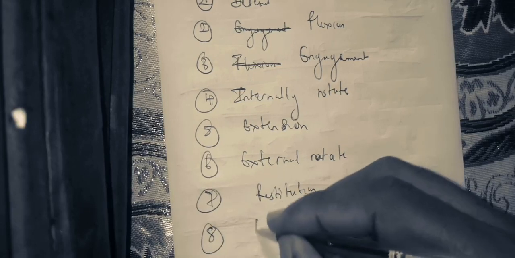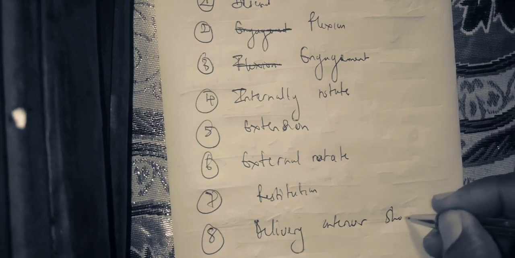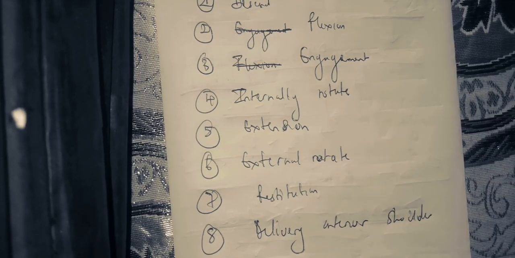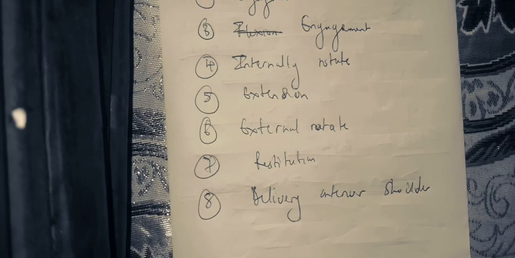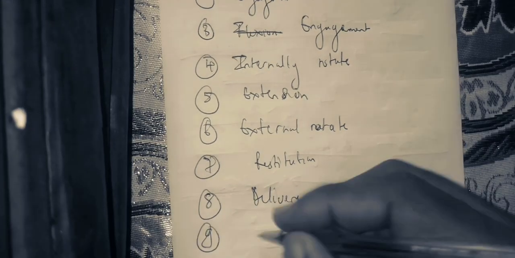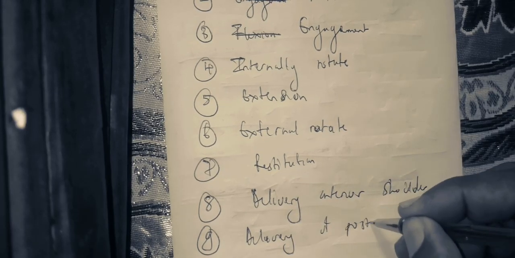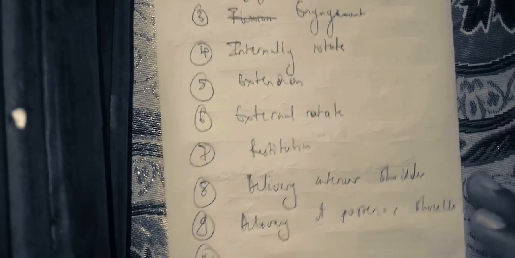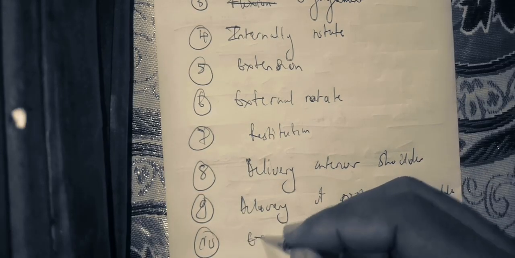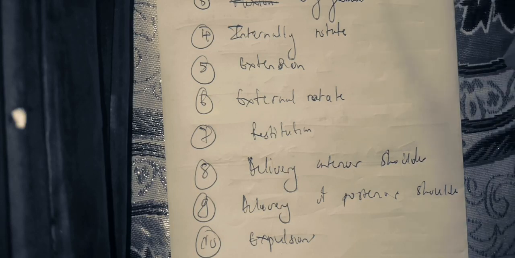After restitution, you have delivery of the anterior shoulder, and the anterior shoulder is the shoulder which is closest to the maternal pubic symphysis. And then the next one, we have delivery of the posterior shoulder. Is it clear? And then the last one now is number 10, the expulsion of the fetus. Is it clear? So those are the different elements when you are going to evaluate the mechanism of labor.